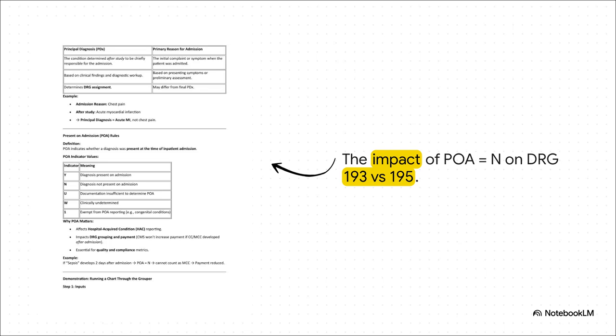That gives us a pretty good relative weight of 1.05. But if that heart failure actually developed after admission and gets hit with a POA of N, it gets stripped of its MCC status. Just like that, your DRG plummets from 193 all the way down to 195, which is simple pneumonia without CC/MCC. The payout drops significantly, all because of one single letter.